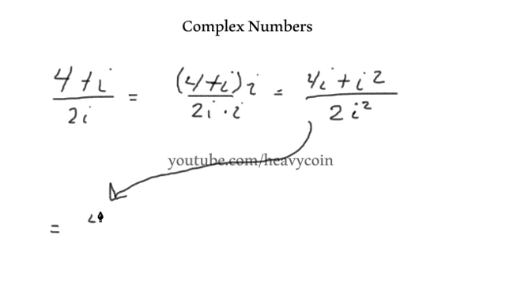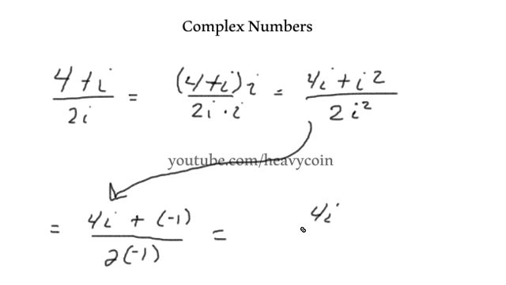And so we end up with 4i plus -1, right? That's replacing that i squared up there. And then 2 times -1. And of course, I can go ahead and break this up now. This is going to be 4i over -2. And then we're going to have a -1 over -2.